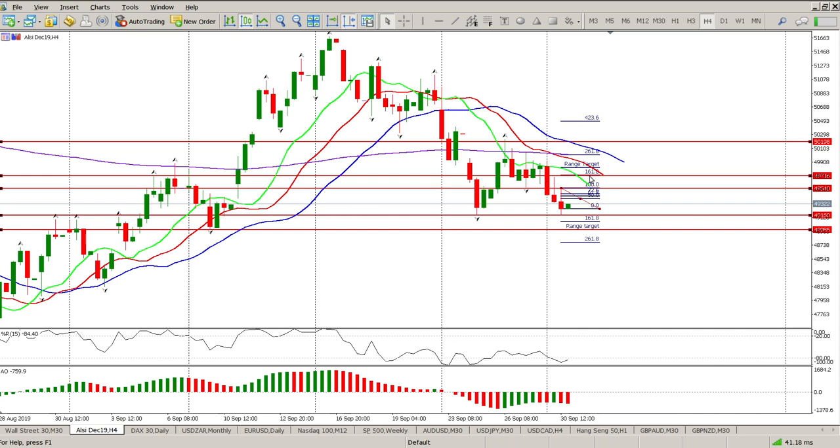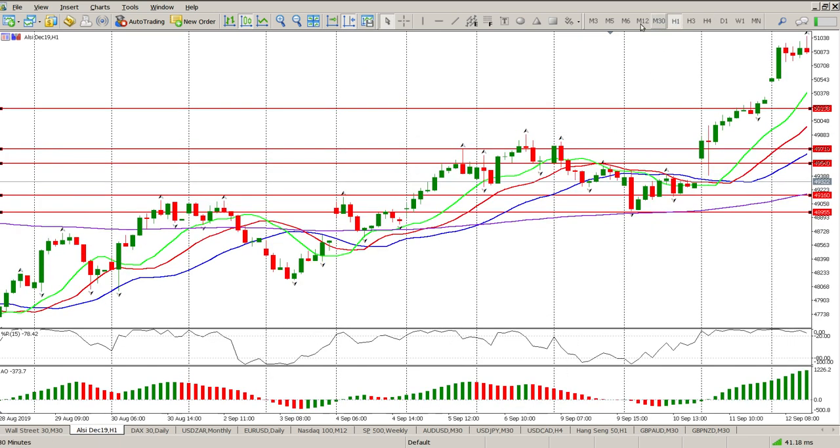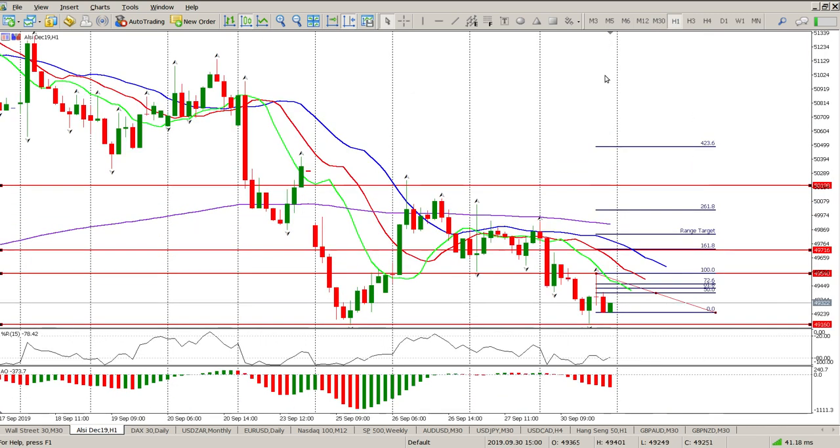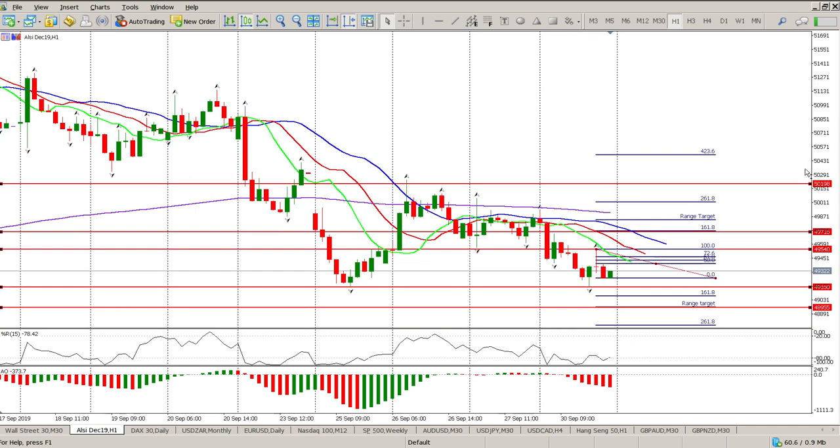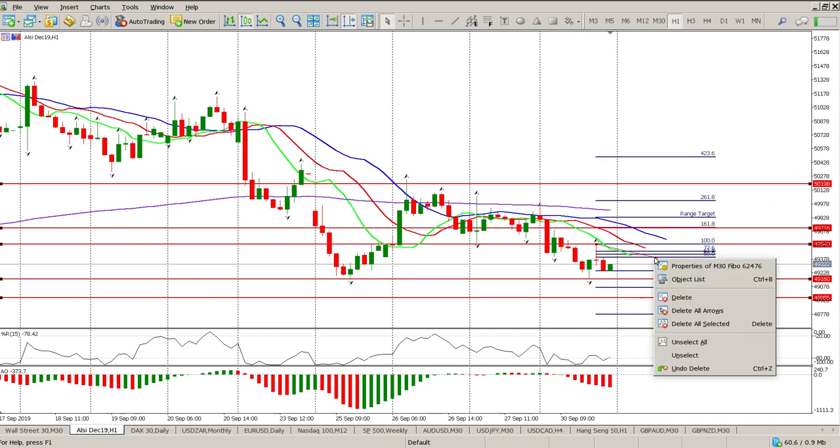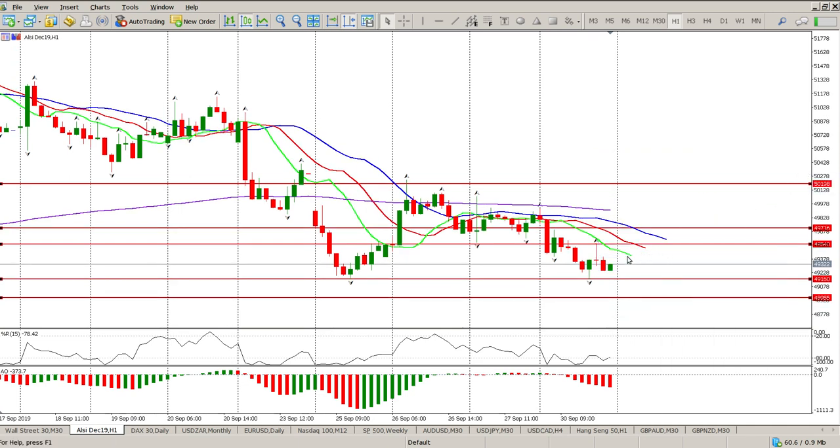So at this stage, for as long as we are below 50,000, I think this market is in serious risk of more downside. So we should actually be looking to trade to the downside. But as I said, this is looking like a double bottom here. So for me anyway, it's a little bit cautious. Wait and see what happens.